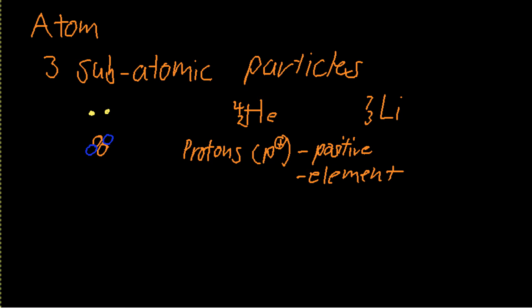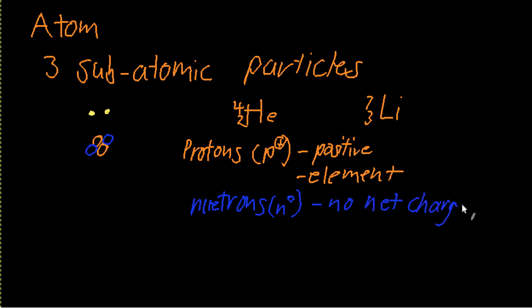So what about neutrons? So neutrons are no net charge, and they are responsible for the stability of the nucleus. So if you have 2 of the same charge, they are going to be repelled by each other and are going to break apart.